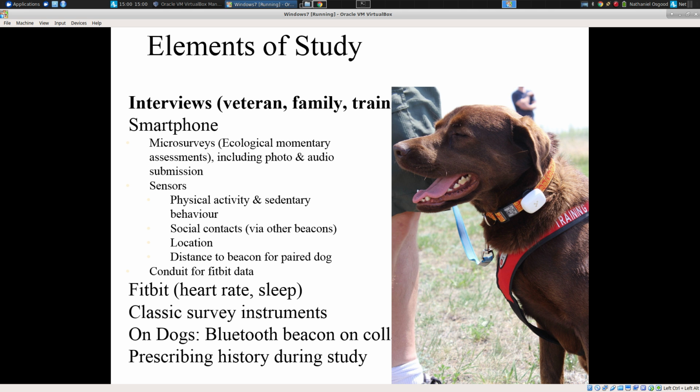We have Fitbits on the veterans to measure heart rate and measure sleep quality. And we use interviews as well as classic survey instruments. But a large part of the data collection is with these microsurveys, which include photo elements for the veteran to submit photo and audio answers as well. The Bluetooth beacons were placed, I'm told by Christine not to say mounted, on the dog.